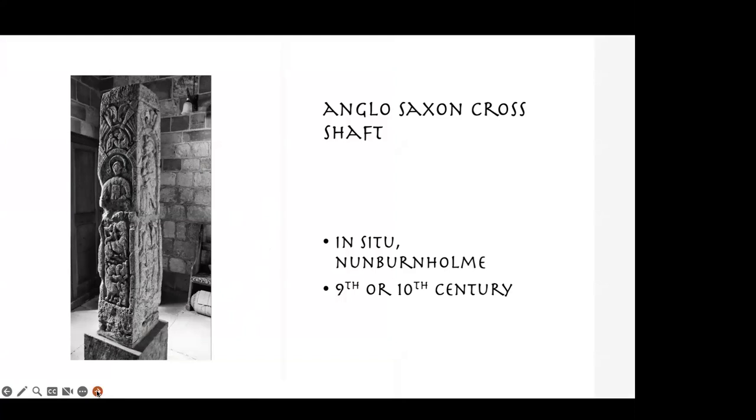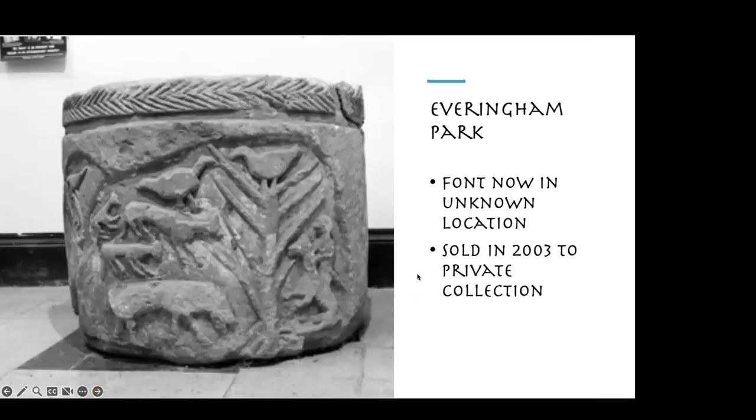And then, bearing those in mind, let's have a look at the carving which appears on the carved fonts, the figurative fonts in East Yorkshire. Now, this is the font at Everingham Park, and I have to apologise for the fuzzy nature of the photograph. It's now in an unknown location. It was sold in 2006, and it is now in a private collection somewhere, and we don't know where.